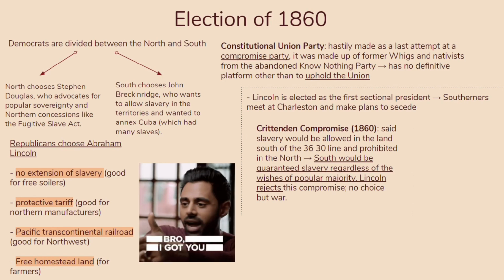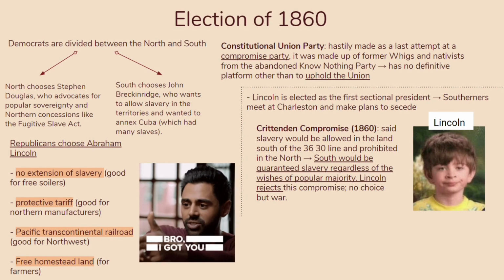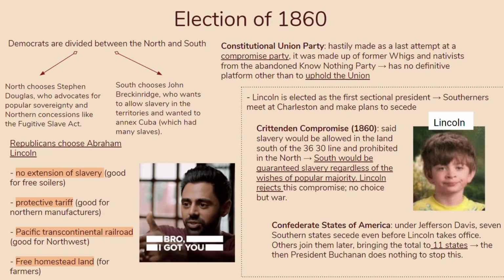Lincoln rejects this compromise, of course. He's like, really, I won. Just come on, let it go. And this essentially means there's no choice but war. And this whole idea of a war is about to begin is solidified when the Confederate States of America under Jefferson Davis secede before Lincoln takes office. This includes about 7 states, and obviously more will go as the battle continues. Others joined them, bringing the total to 11 states, and the then President Buchanan does nothing to stop this.